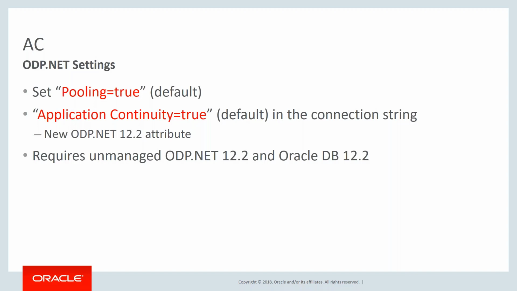So how do you use this if you're an application developer? The first thing you want to do is set your pooling to true, which is on by default, and your application continuity attribute in your connection string to true, which is also true by default. This AC connection string attribute is something new in ODP.NET 12.2, and they're both on. And if you're not using AC, that's okay. You won't get an error. All application continuity equals true means is that ODP.NET will try to get messages and be open to those messages. If they don't come, that's okay. There's no error if you turn it on but don't use AC.